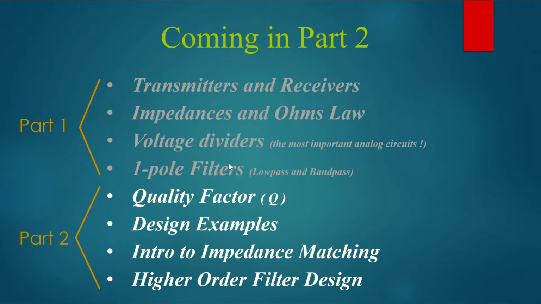Coming in part 2, we will look at quality factor. That's the way that we design the filter for the bandwidth we want. In the FM broadcast band, we want something centered around 98 megahertz and about 20 megahertz wide, because that'll cover all the FM broadcast channels, and then we can reject everything lower and higher in frequency. So that's what we'll talk about there. We'll do some design examples. We'll talk about impedance matching, and then also higher order filter design.